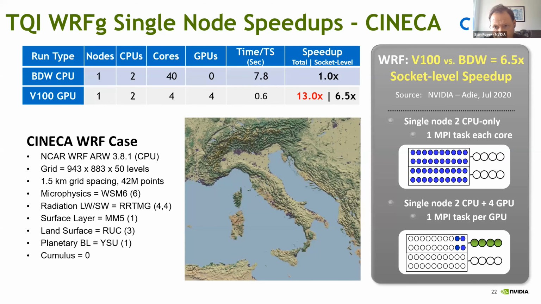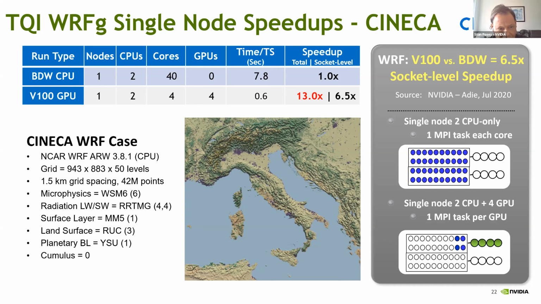The first case would be one from an organization in Italy called CINECA. It was an actual case that was developed for wind farm simulations. And you can see that we're running a single domain here of 42 million points, 1.5 kilometer grid spacing. And we're able to achieve here a 13x speed up for the full node, which would be 6.5 if you're looking at socket to socket.